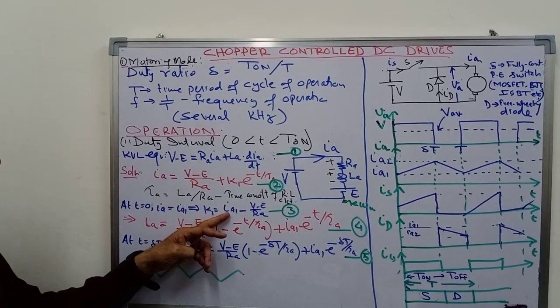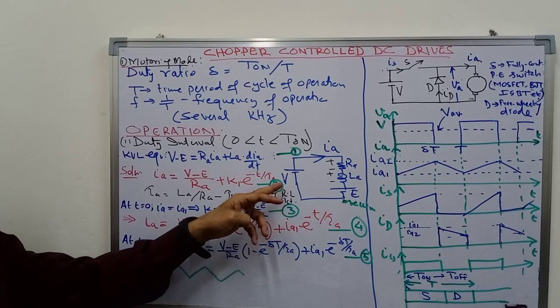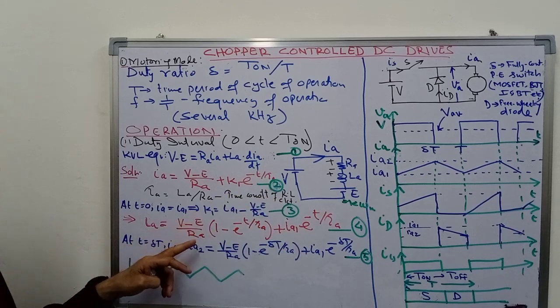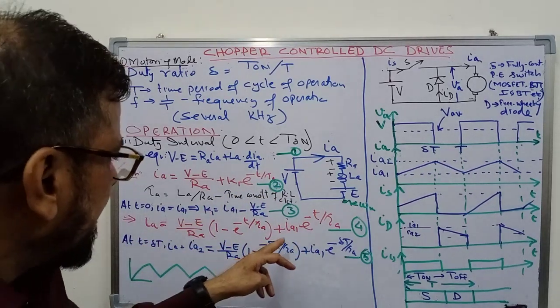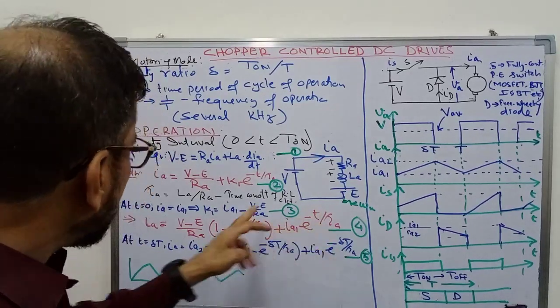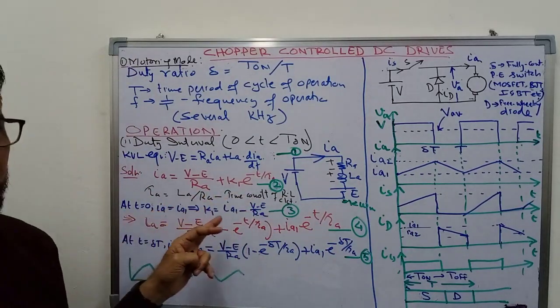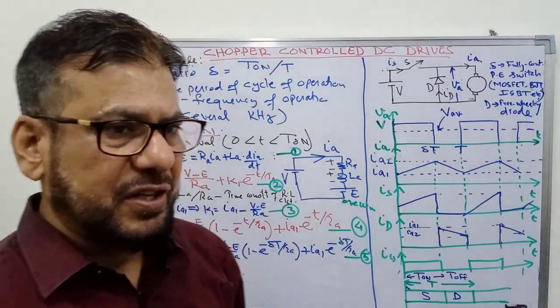So K1 will be equal to IA1 minus (V minus E) upon RA, equation 3. Putting this in equation 2, you can write the final equation for the current: I equal to (V minus E) upon RA, times 1 minus e to the power minus t upon tau A, plus IA1 e to the power minus t upon tau A. Tau A is nothing but the time constant of the RL circuit, that is LA upon RA. So this is the equation of the armature current.